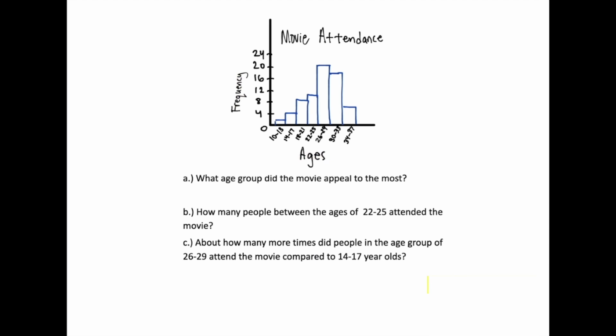Let's answer the following questions about this histogram. The first one says, what age group did the movie appeal to the most? We want to look for which bar goes the highest. This is the highest bar, so we know that the age group that the movie appealed to the most was 26 to 29-year-olds. There were 20 people in this age group that attended the movie.